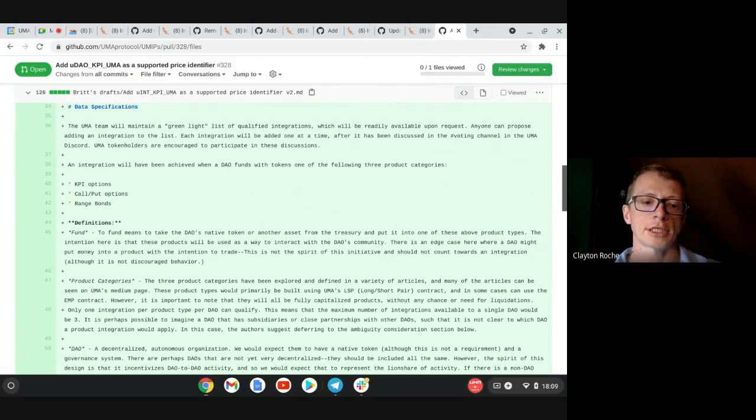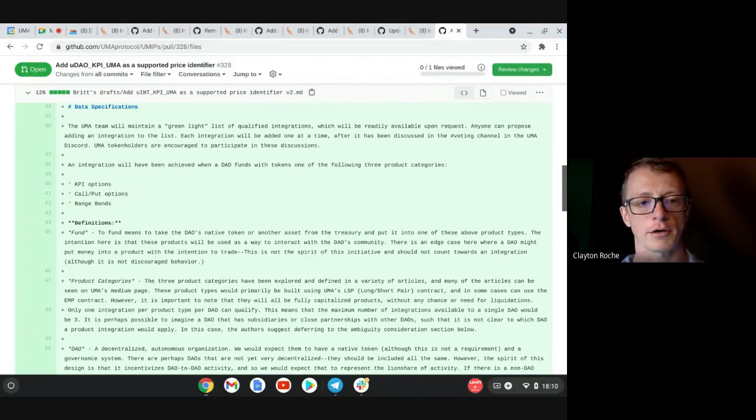Some of the main changes that we made here were somewhat strategic in terms of what UMA is trying to accomplish, and then also somewhat done for the sake of actually making this a stronger price identifier.